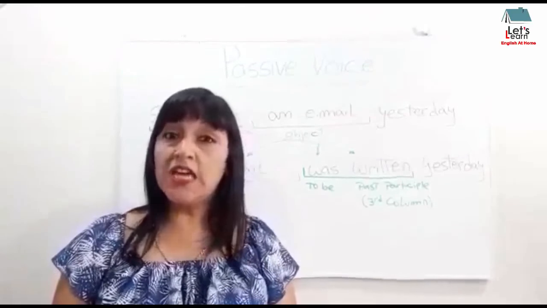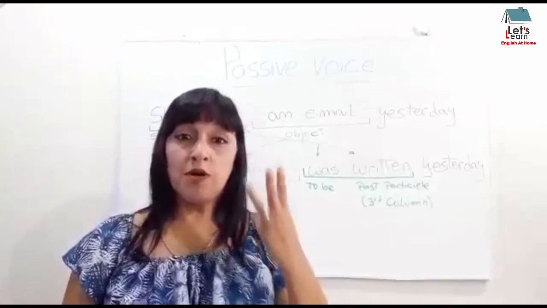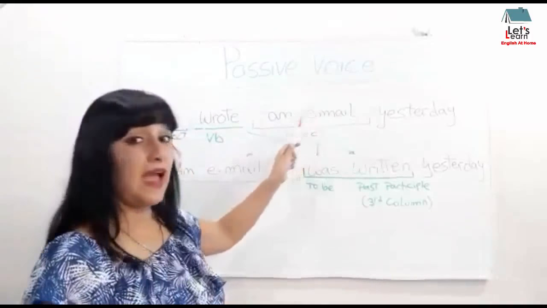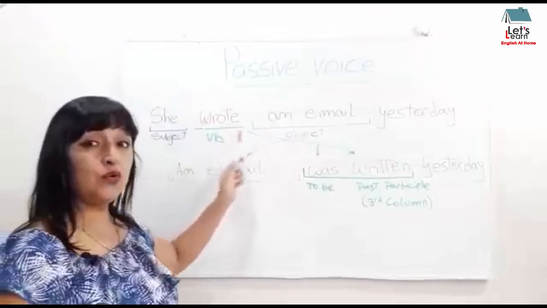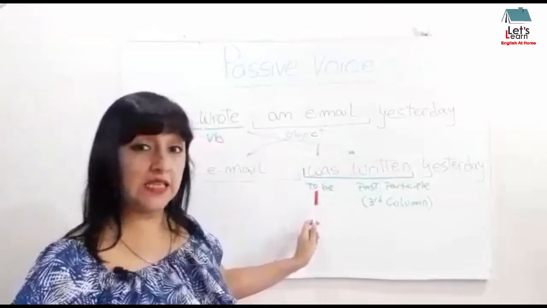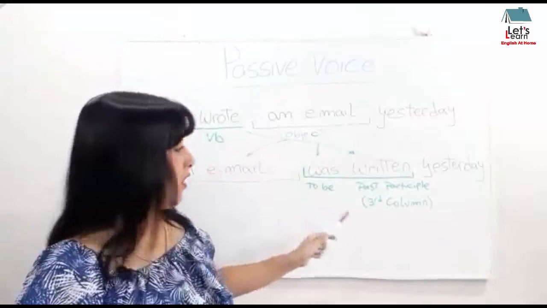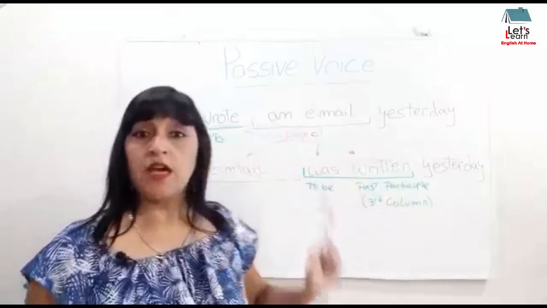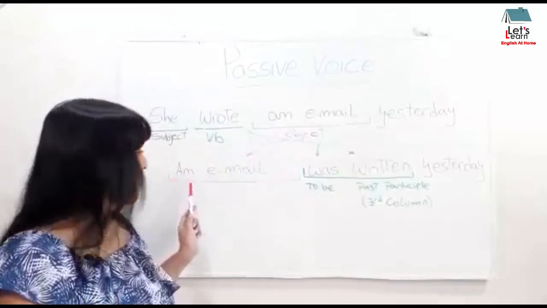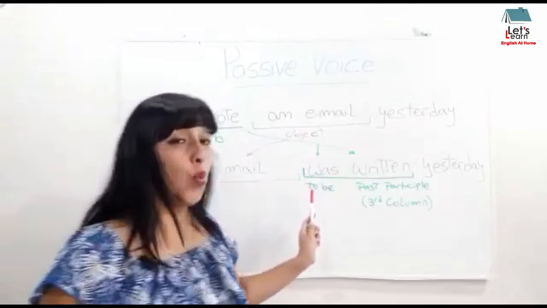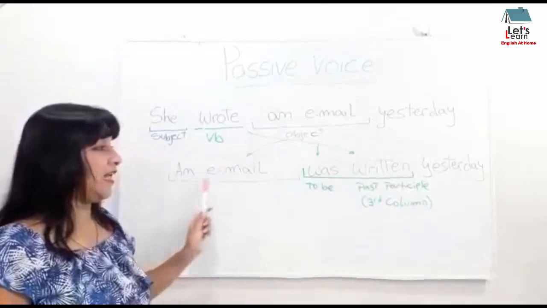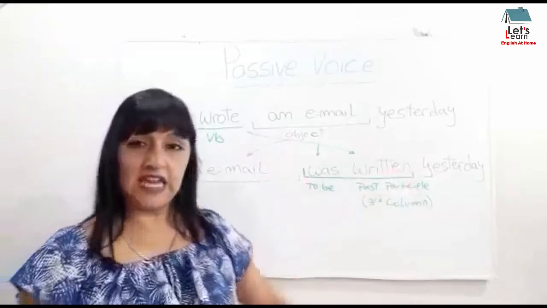Now, if we want to change that into passive voice, remember the three elements. We will move the object to the subject position, an email. We will use the verb with the two elements, verb to be in the same tense, in this case, was, and the main verb in the third column, past participle. So the sentence now is, an email was written yesterday. Okay, have a look again. An email was written yesterday.